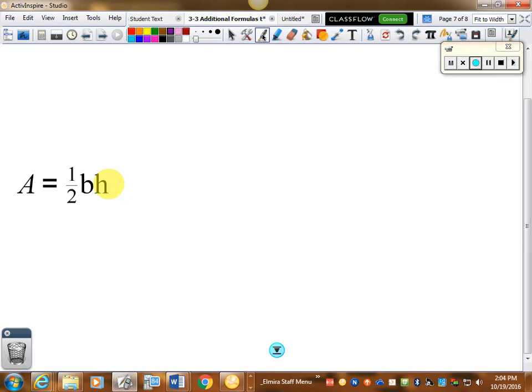A fraction I'm going to want to write as 2 separate steps. I'm going to want to address the fraction first. Okay, so it's multiply by b, multiply by 1/2. Okay, let's get rid of the fraction.